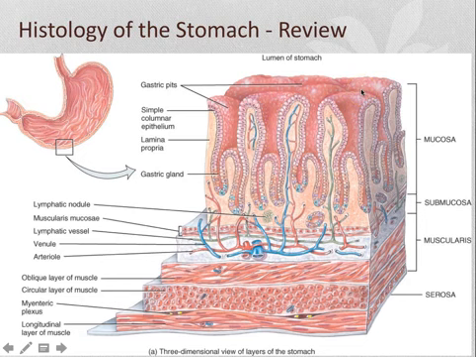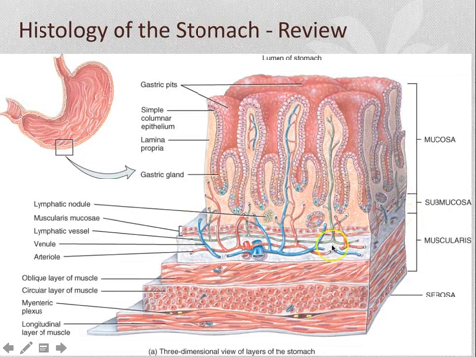You'll see this in lab as well. So just take a quick review of the histology of the stomach. You have the same layers we saw before: the mucosa, submucosa, muscularis, serosa. The mucosa layer will have simple columnar epithelium, lamina propria, as well as these gastric glands. You'll see these gastric pits as well. In the lamina propria, you may see those MALTs, those lymphatic tissues. And then here's that muscularis mucosae. That is where the boundary of the mucosa is.